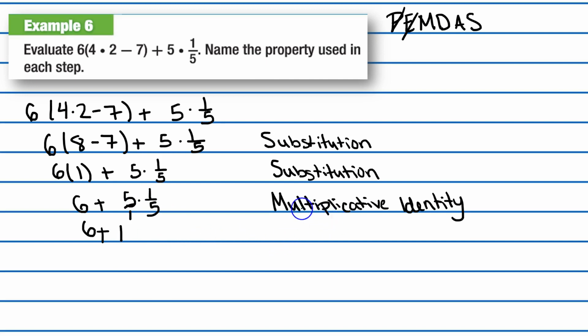This one, however, is not the multiplicative identity. It's actually the multiplicative inverse, because 5 over 1, the inverse is 1/5. And we're almost done. Let's simplify it. 6 plus 1 is 7, and that is substitution.